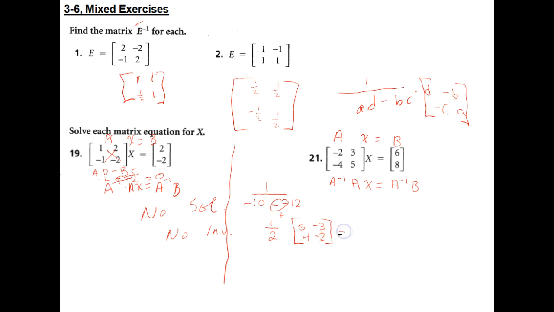Okay. So our inverse, remember this is just finding the inverse. 1/2 of 5 is 2.5. You could write it in fraction form, but if it terminates, I'm okay with decimal form. So either 5/2 or 2.5. 1/2 of negative 3 is negative 1.5. 1/2 of 4 is, and 1/2 of negative 2.